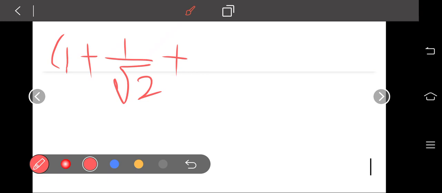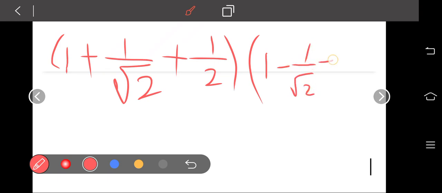The answer for the question is cos 0. What's the value for cos 0? Cos 0 equals 1, plus sine 45 is 1 by root 2, plus sine 30 is 1 by 2, into sine 90 is equal to 1, minus cos 45. What's cos 45? 1 by root 2, plus cos 60. Cos 60 is 1 by 2.